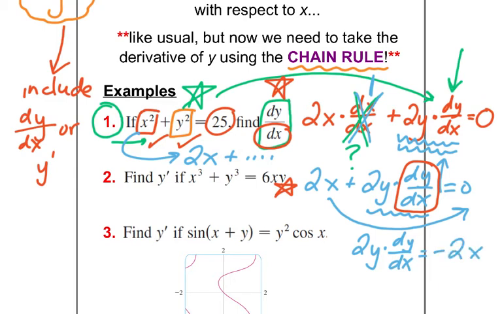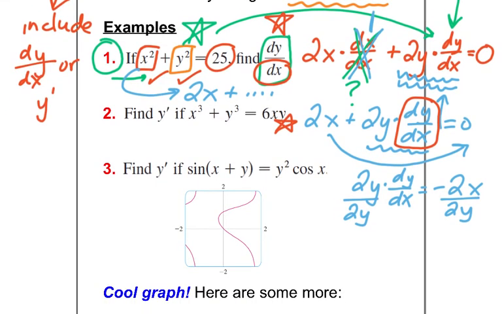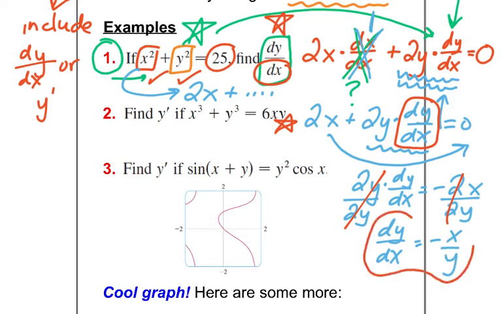And there you go. Now remember, we're trying to solve for dy dx, so why don't we divide both sides by 2y. Those cancel. And I get dy dx equals, well, negative 2x over 2y, which I can reduce. The 2's cancel. And I get negative x over y. And that is my derivative of y, or y prime.